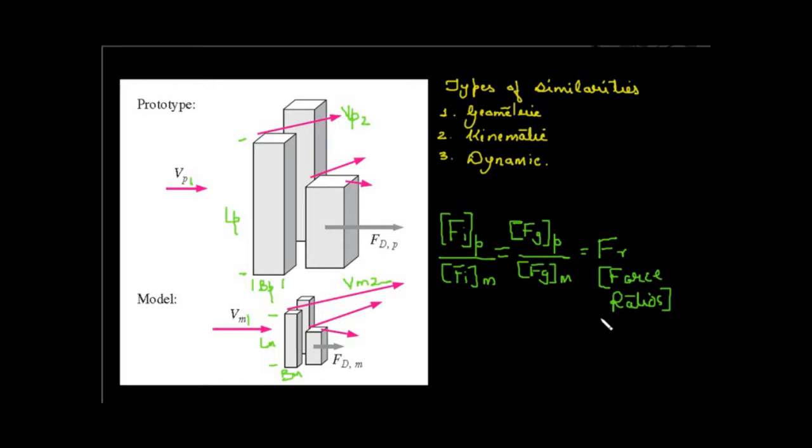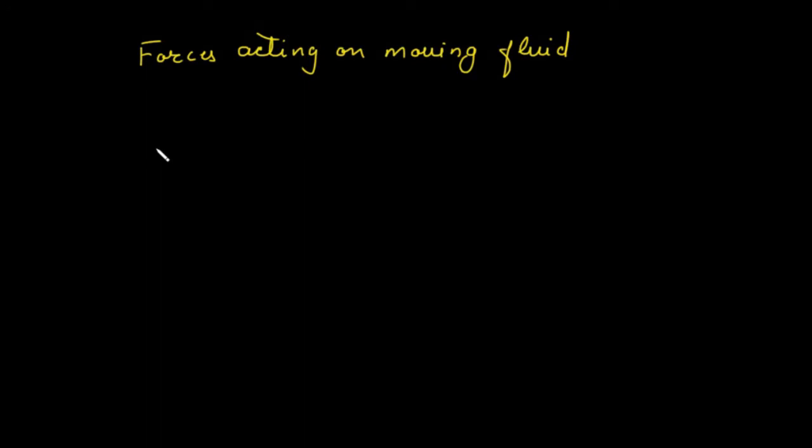Now we will have to discuss the dynamic similarity a bit more, because this is the most important type of similarity. And one thing we have to understand is that it is very difficult to make a model and prototype dynamically similar. Now we'll see what are the aspects related to the dynamic similarity in some detail.